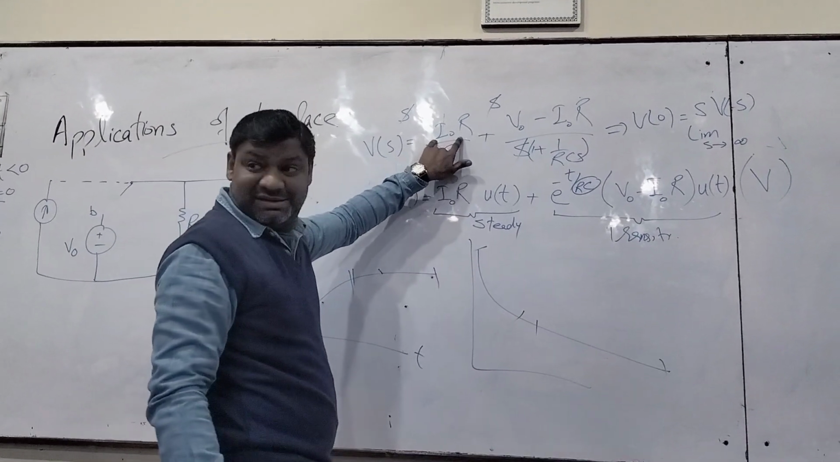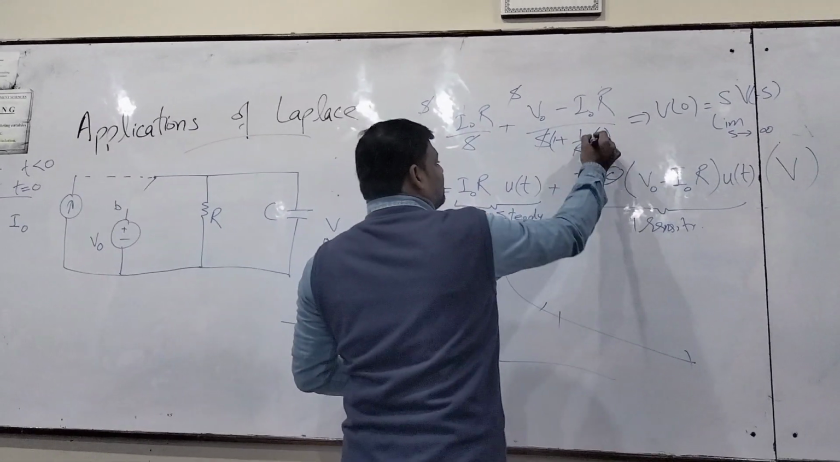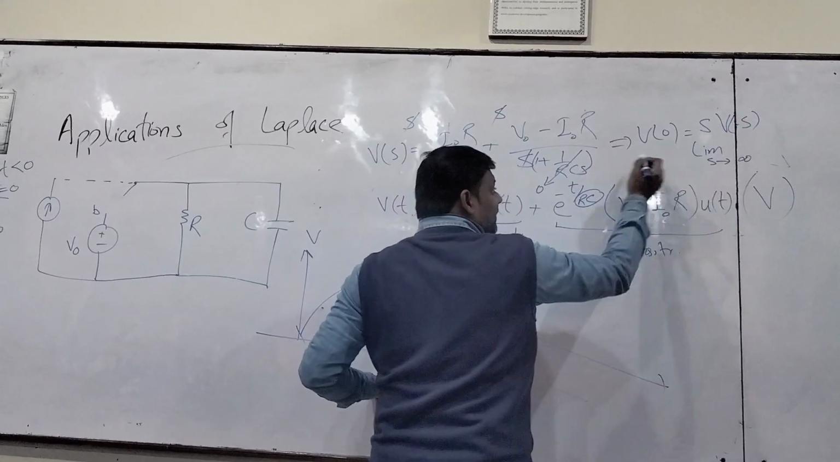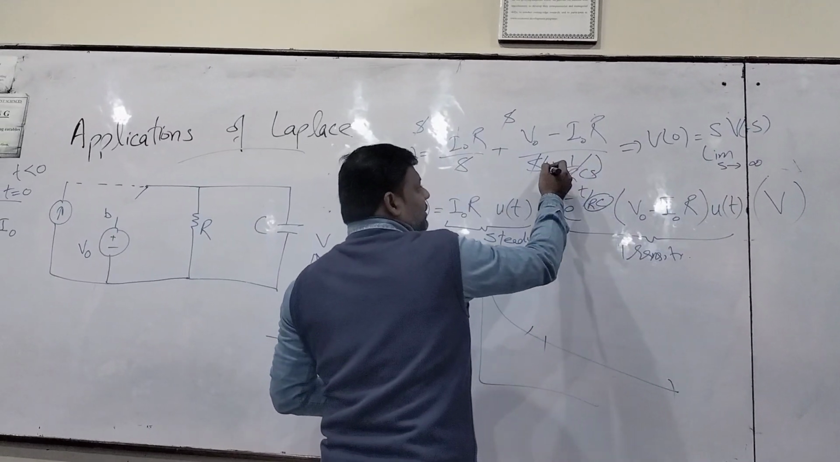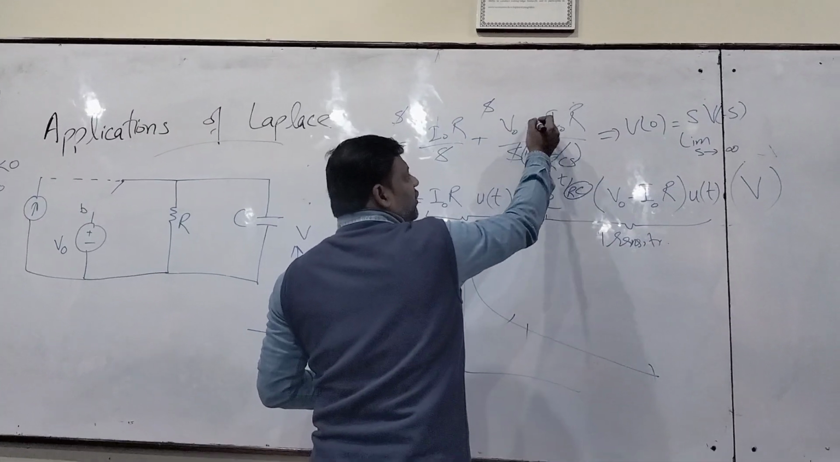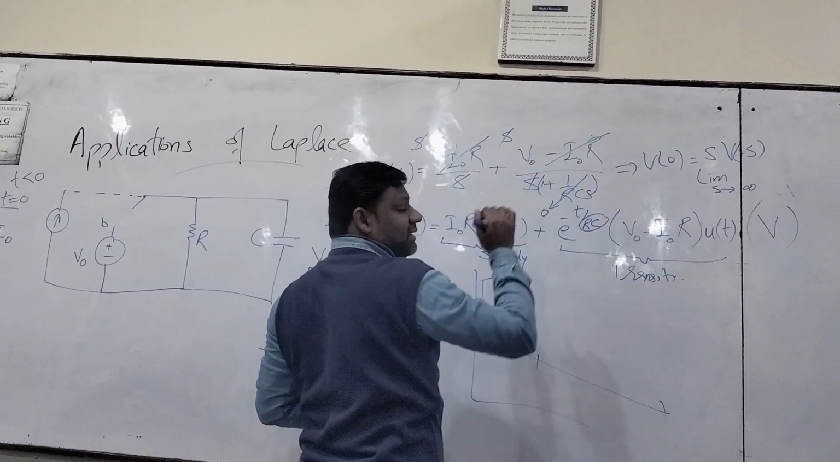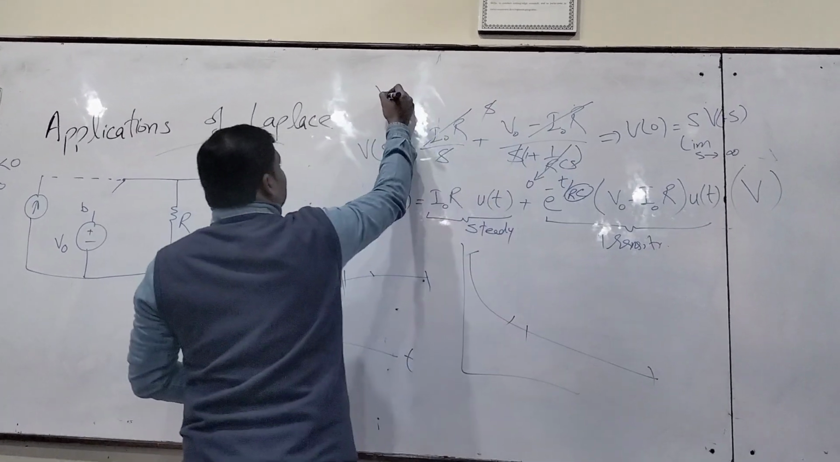I naught R. This term, 1 over infinity. S tends to infinity, right? Yes sir. 1 over infinity is 0. V naught minus I naught R. Yes sir. I naught R is cancelled out by it.